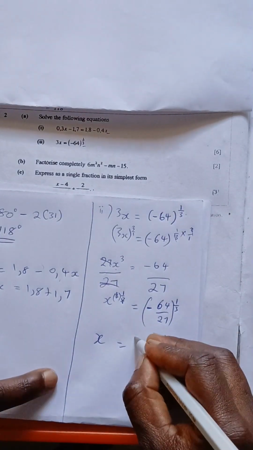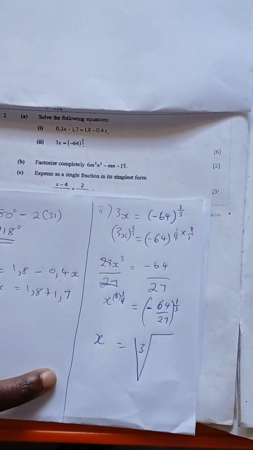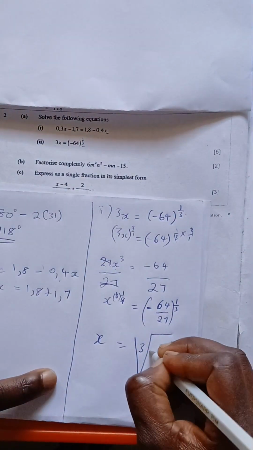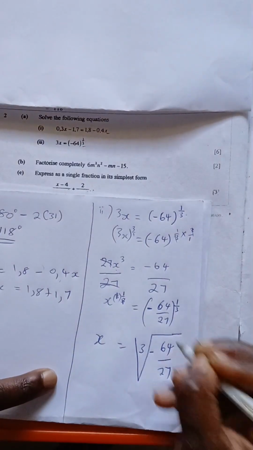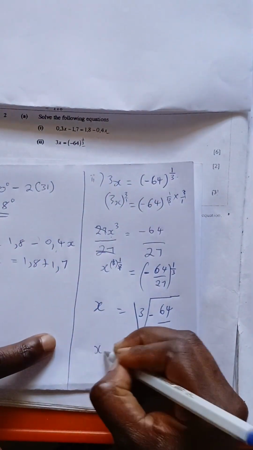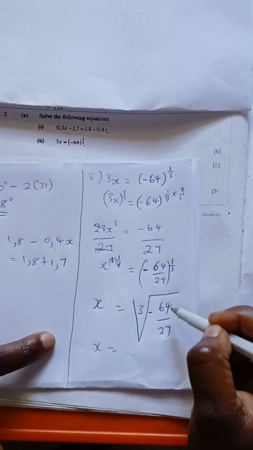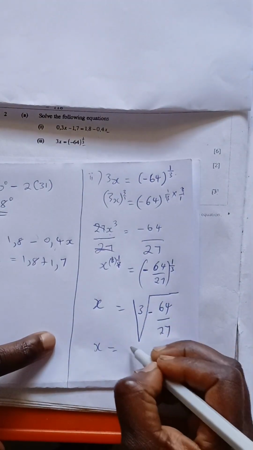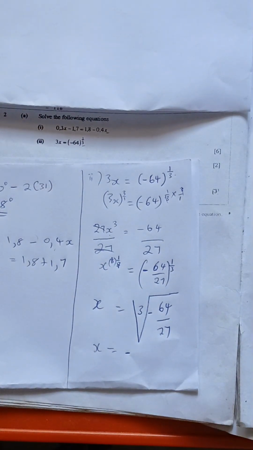We put our square root, then we put our 3 here, so it means cube root of negative 64 over 27, right? So our x will be equal to cube root of 64. We don't forget our negative here. We put our negative, so we want a number that we multiply 3 times to get 64.